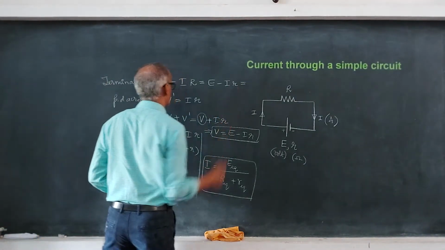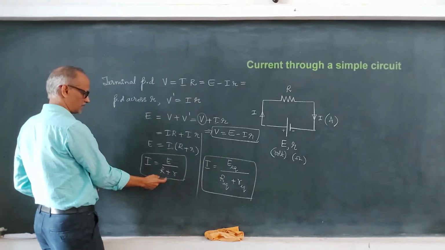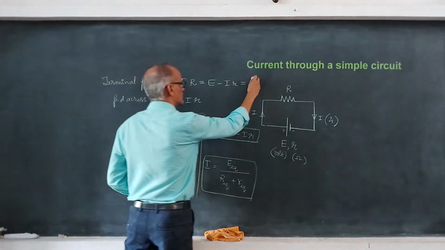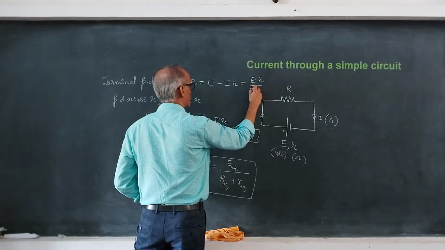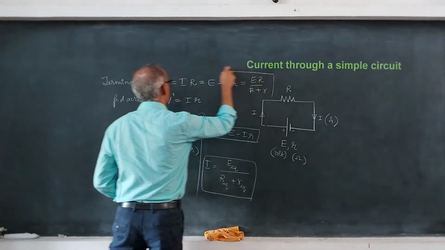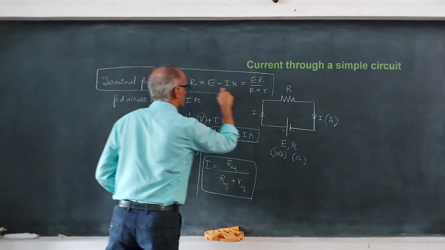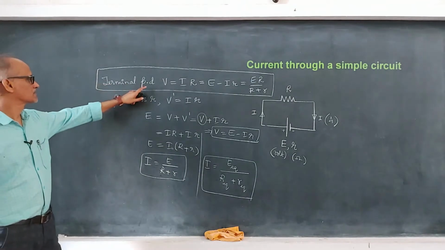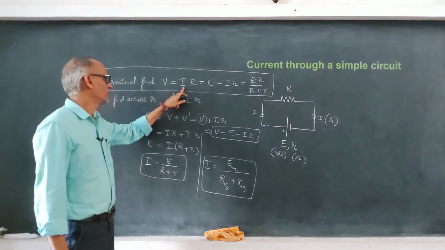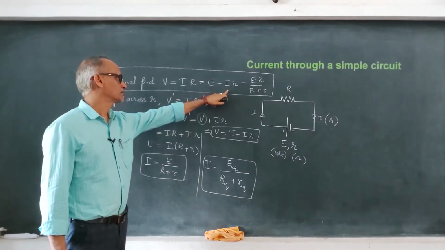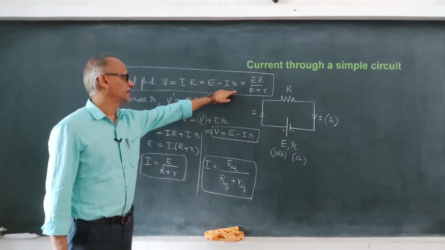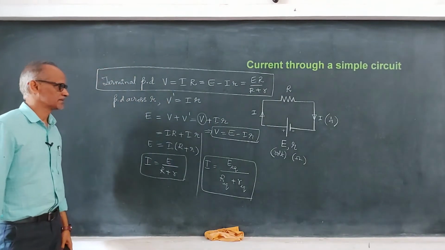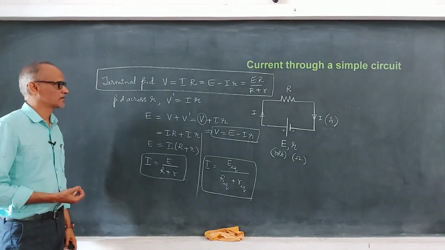There is one more. We know I from here, which is E by R plus r. So, this is I, and then multiply by R. So, it is ER by R plus r. Therefore, to find the terminal potential difference, there are different formats of the equation. One, terminal potential difference is given by Ohm's law, which is V is equal to IR, or E minus Ir, which is in terms of EMF, current and internal resistance, and again one more, which is ER by R plus r. So, all these equations are important while solving the problem.